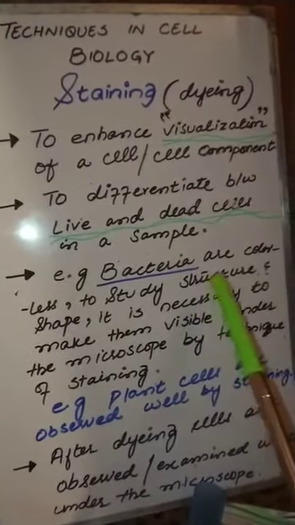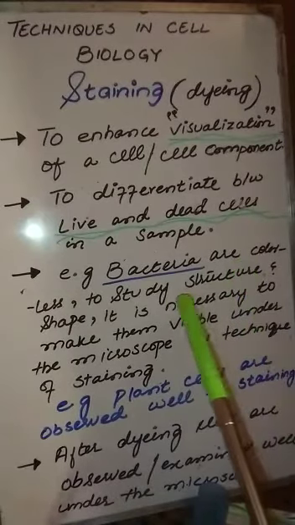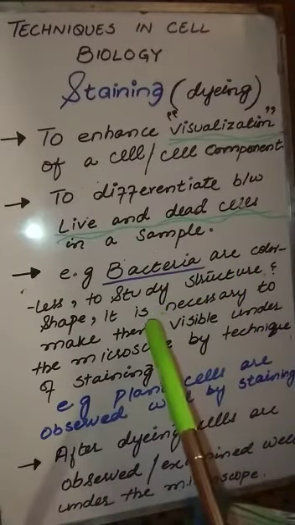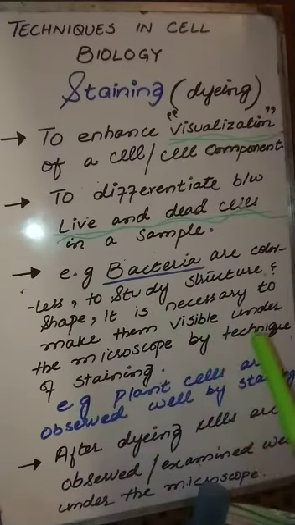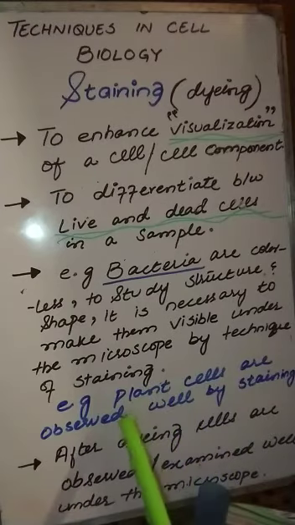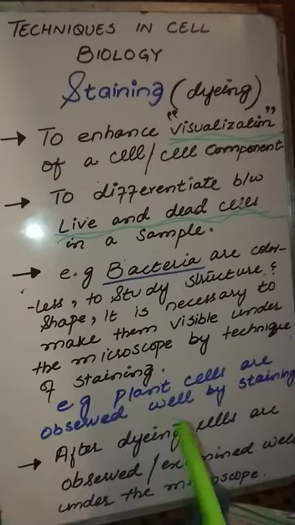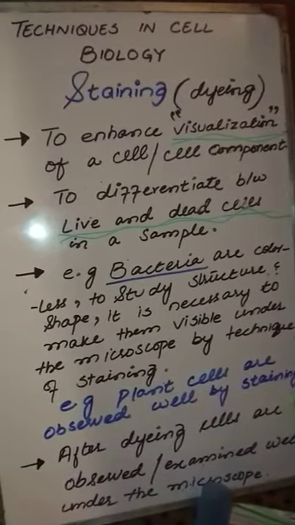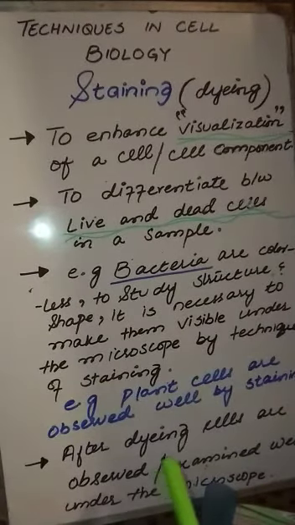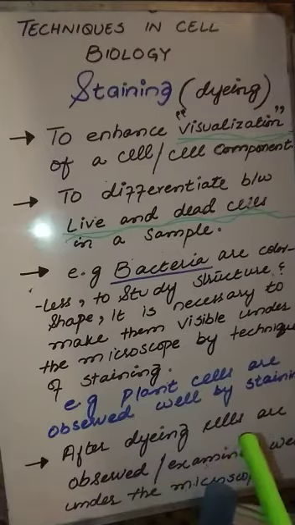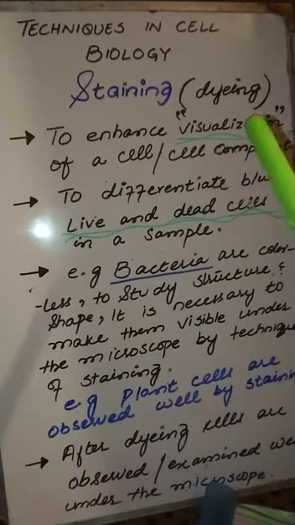We can take the example of bacteria. Bacteria are colorless, and to study their structure and shape, it is necessary to make them visible under the microscope by the technique of staining. Likewise, plant cells are also observed well under the microscope after staining. That's why we say that staining is a technique used to enhance the visualization of any cell or component of the cell.